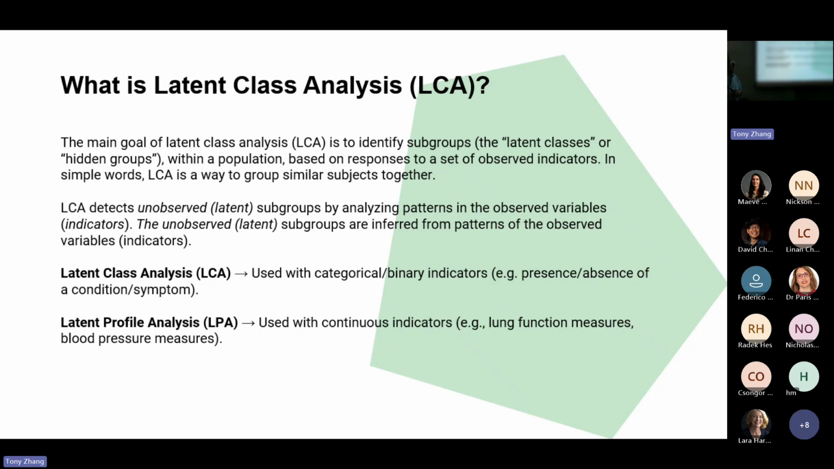There are two types of latent class analysis. One is called LCA, which is used for categorical and mainly binary indicator variables, for example the presence or absence of a medical condition or symptoms. The other is called LPA, latent profile analysis, which is used for continuous variables, such as lung function measures, blood pressure, height, or weight.